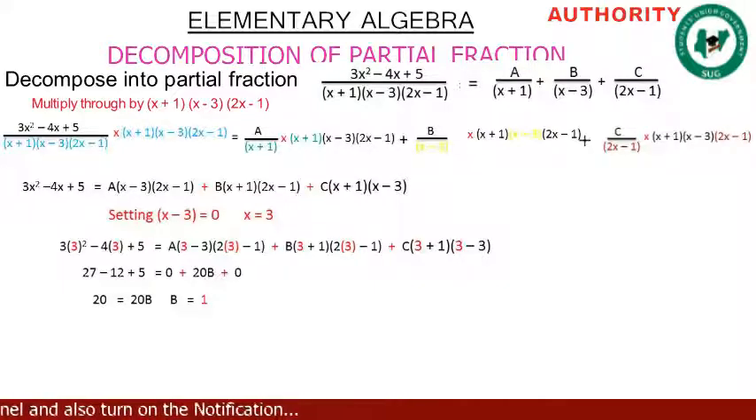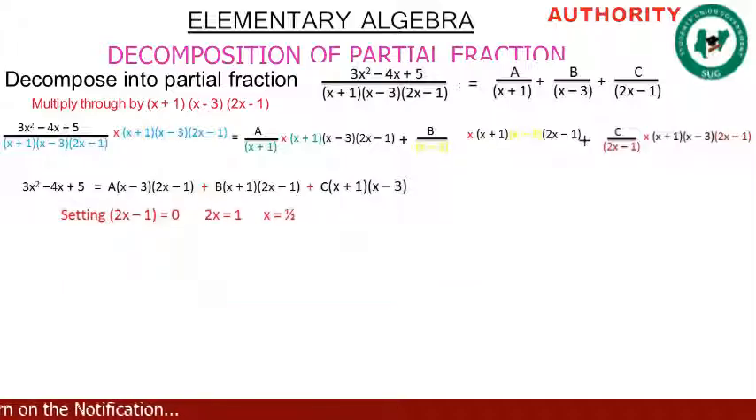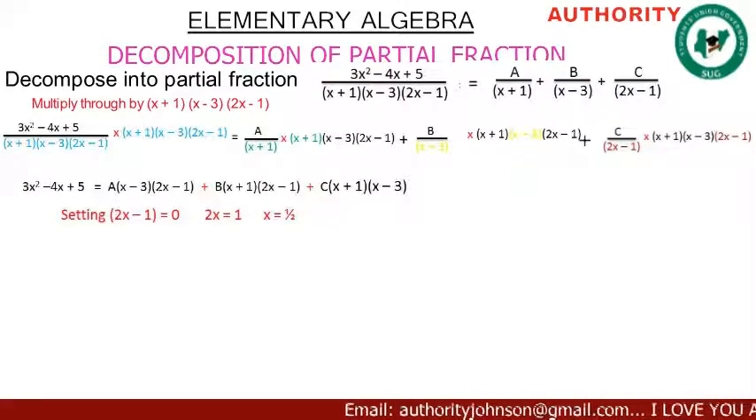Okay, now let's go again. Let's also set 2x minus 1 to 0. So setting 2x minus 1 equal to 0, we're going to have 2x is equal to 1. Divide both sides by 2. So 2x divided by 2 is equal to 1 divided by 2. So x is equal to 1 over 2. In our expression, anywhere we see x, we're going to replace it with 1 over 2.